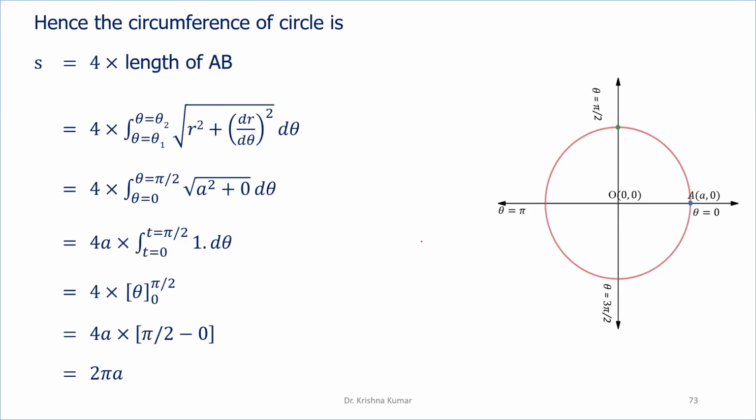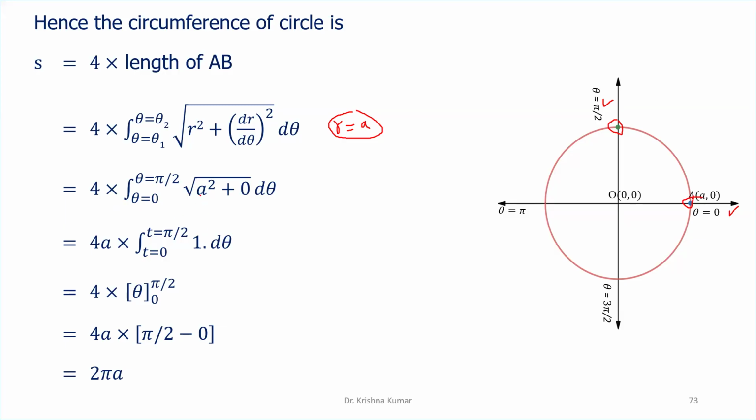So here, the length of AB is equal to what? This is the integral from theta 1 to theta 2 of root over r square plus (dr d theta) whole square d theta. Now since r is equal to a, a constant, the derivative of r with respect to theta will be 0. And the limit, if we are considering the first quadrant, is theta equal to 0 to theta equal to pi by 2. So we have 4 times the integral from 0 to pi by 2 of root over a square.